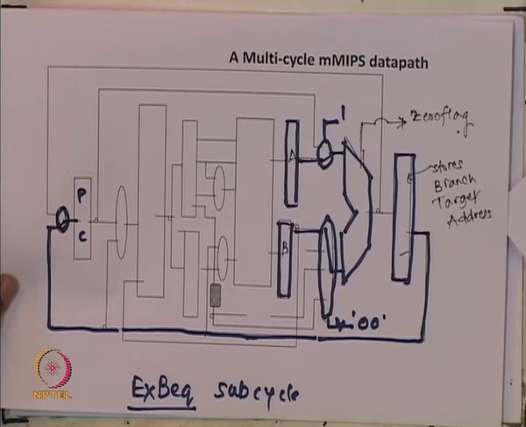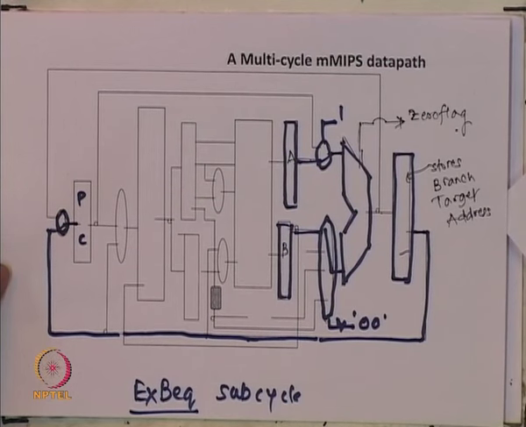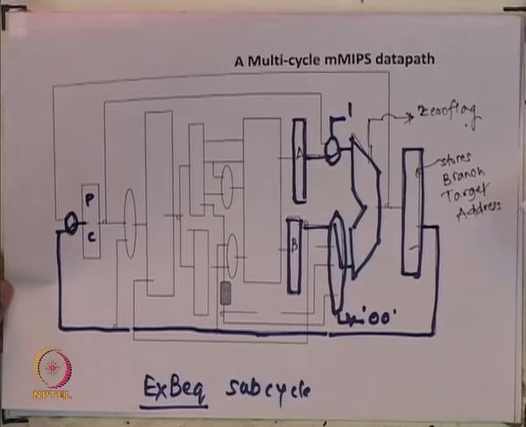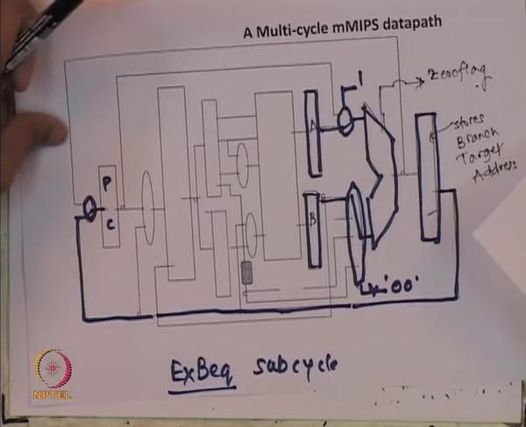Are we missing anything in the execute PQ subcycle? More or less. If something is missing, think of it as an exercise for you to get more practice with this. I think you have got mostly the idea. Let us do a memory access.